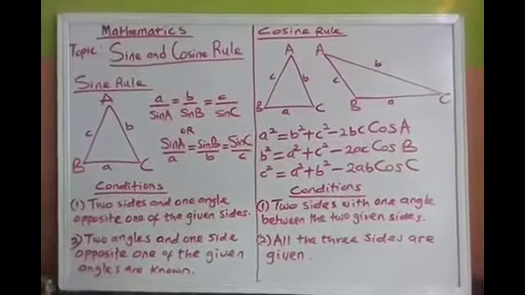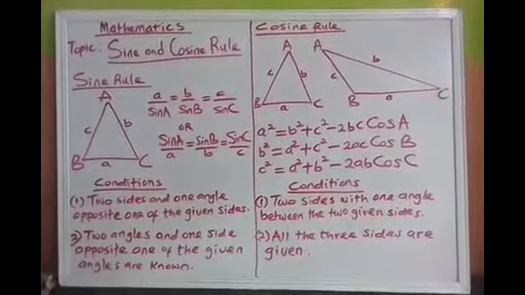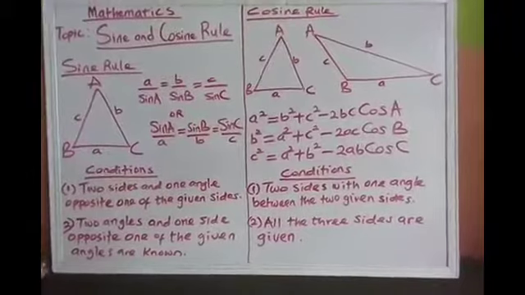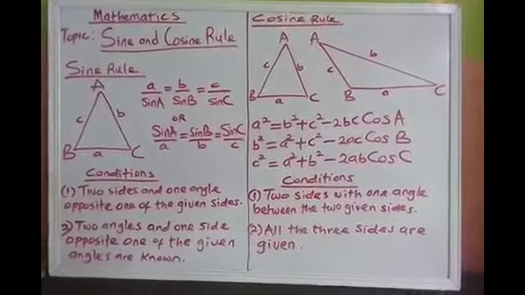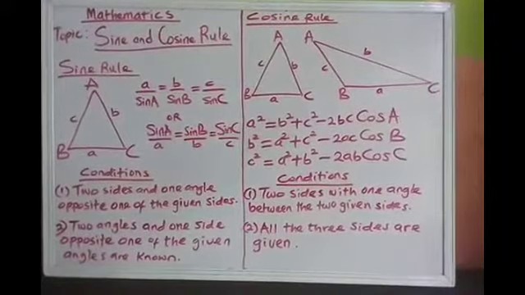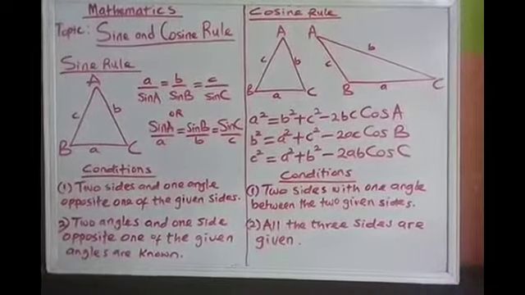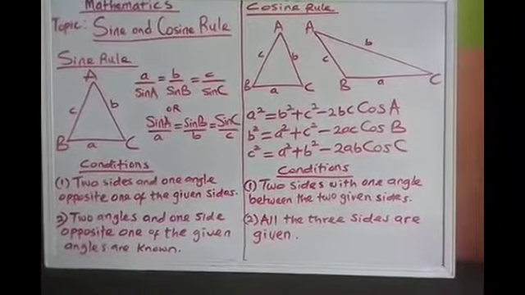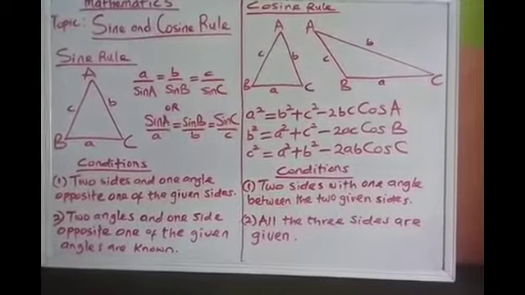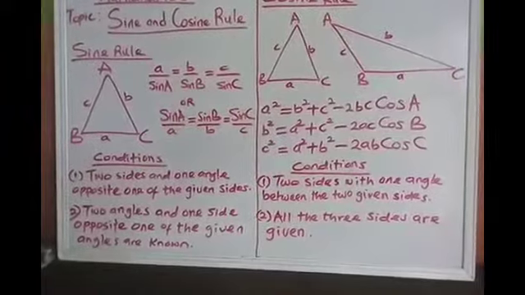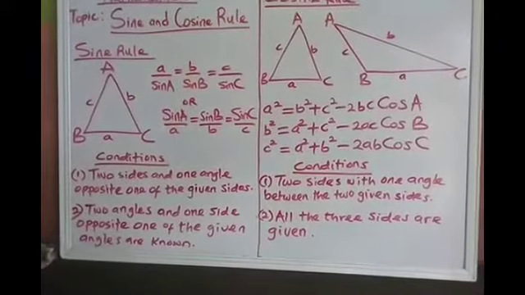Good day, class. Our topic of discussion today is sine and cosine rule. Now, the first one we shall be treating is what we call the sine rule. Whenever we are given an acute angle triangle ABC with sides a, b, and c, capital letters represent the angles, while small letters represent the sides.